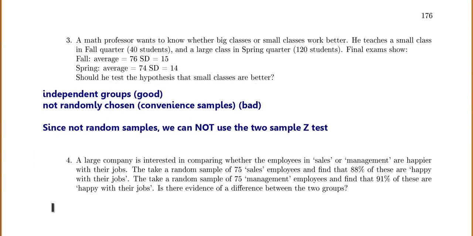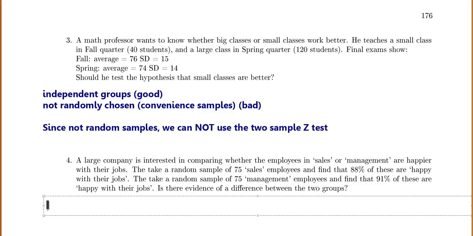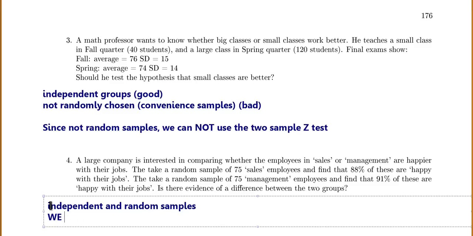Now number 4, a large company is interested in comparing whether the employees in sales or management are happier with their jobs. They take a random sample of 75 sales employees and find that 88% are happy. They take a random sample of 75 management employees and find that 91% of them are happy. Is there evidence of a difference between the two groups? Well, let's see. There's two different samples. They're both random. I don't see any reason they should be related. So this would be independent and random samples. So we can use the two-sample z-test.